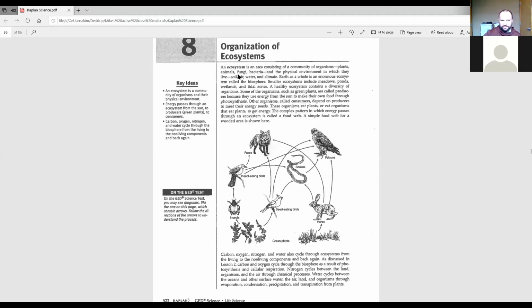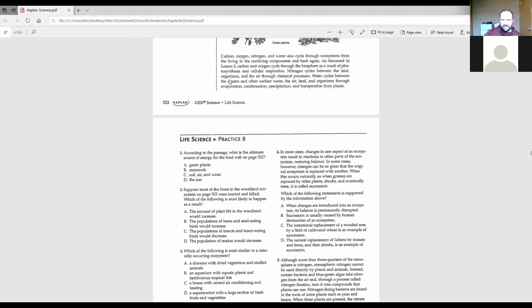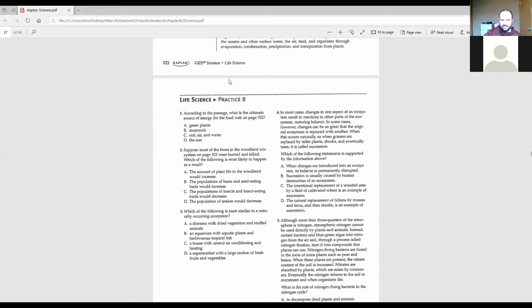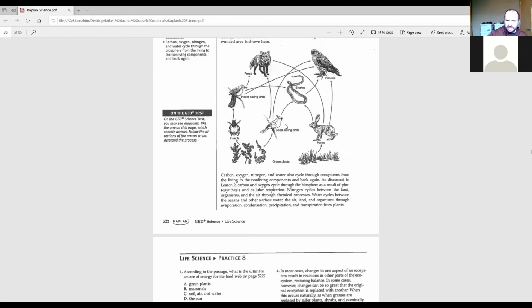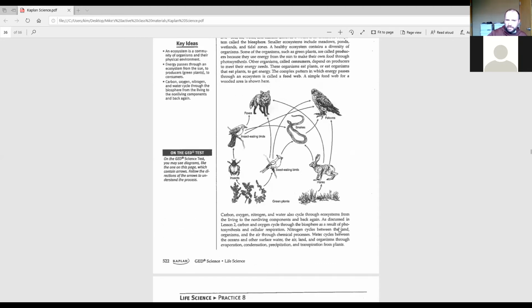All right, so let's look at number one. Number one says, according to the passage, what is the ultimate source of energy for the food web on page 522? Okay, so don't worry about the according to the passage part. If we look at this food web, we've got the green plants or the producers, the first level consumers, the second level, the third level, and all the interconnectedness between them in terms of who's eating what.